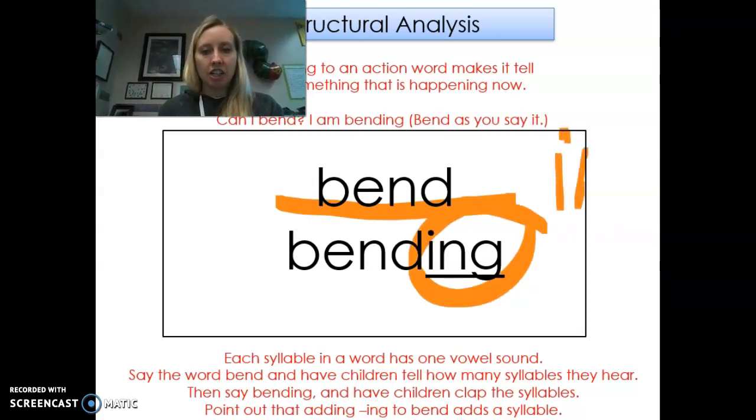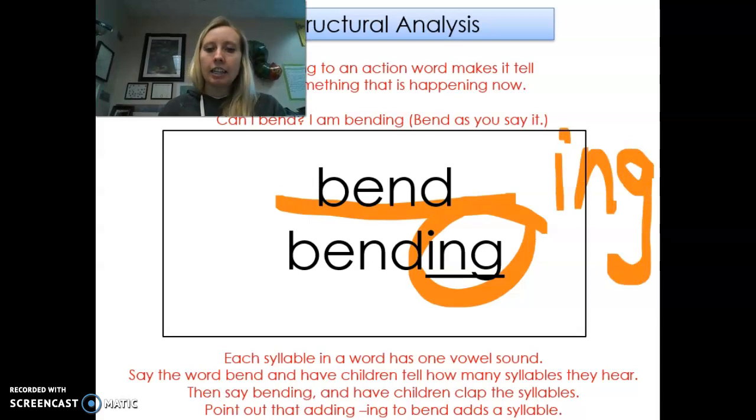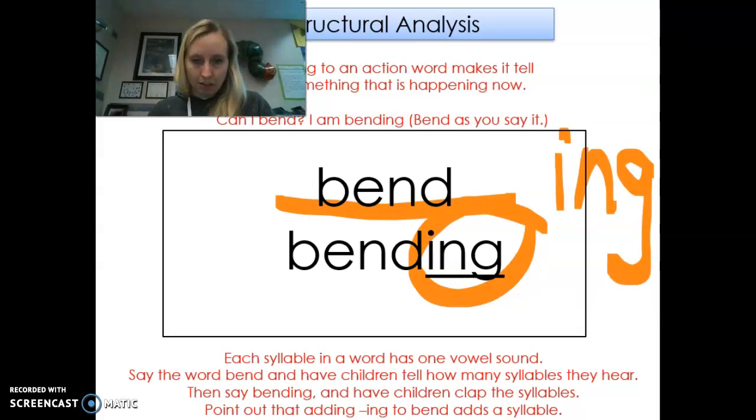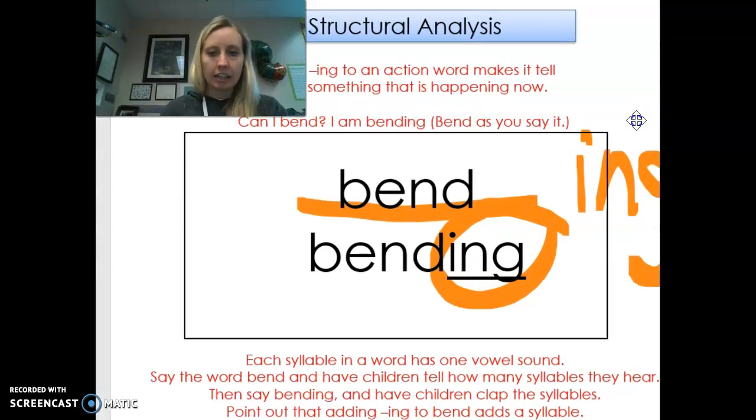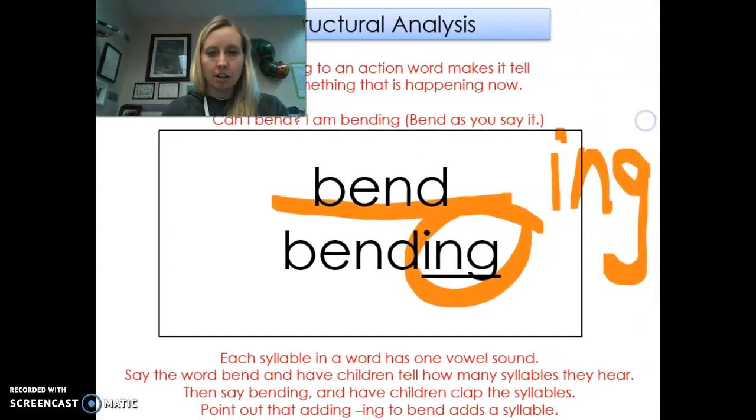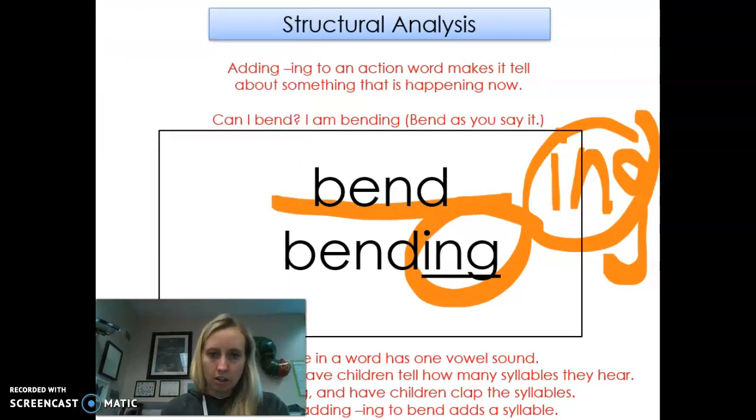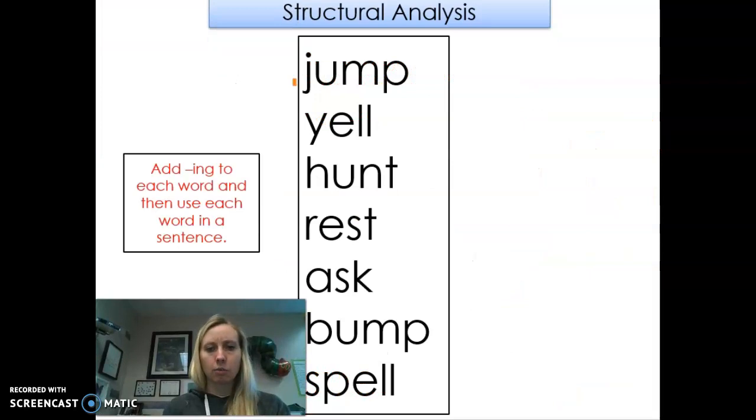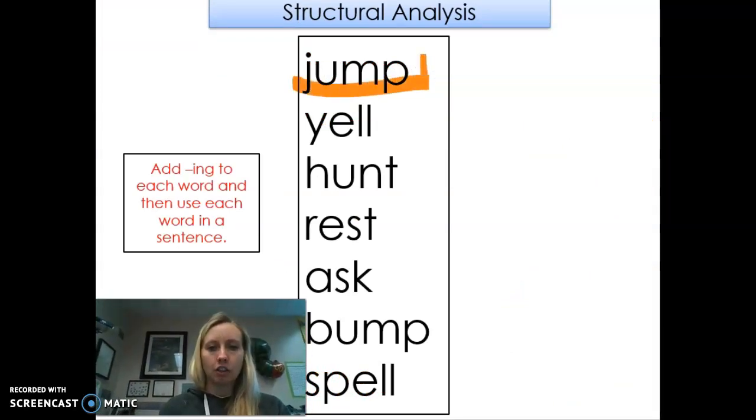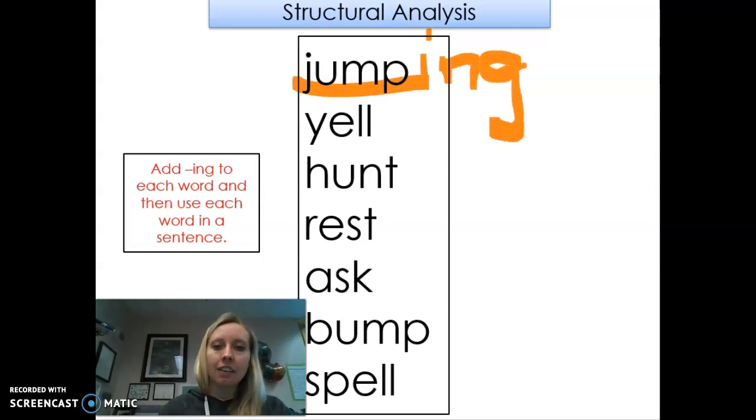Do you see ing? I do too. Ing says ing. So it'd be bending. And ing means it's happening right now. Okay, so here's my action word. What's this first word? Jump. How do I make it happen right now? Jumping.